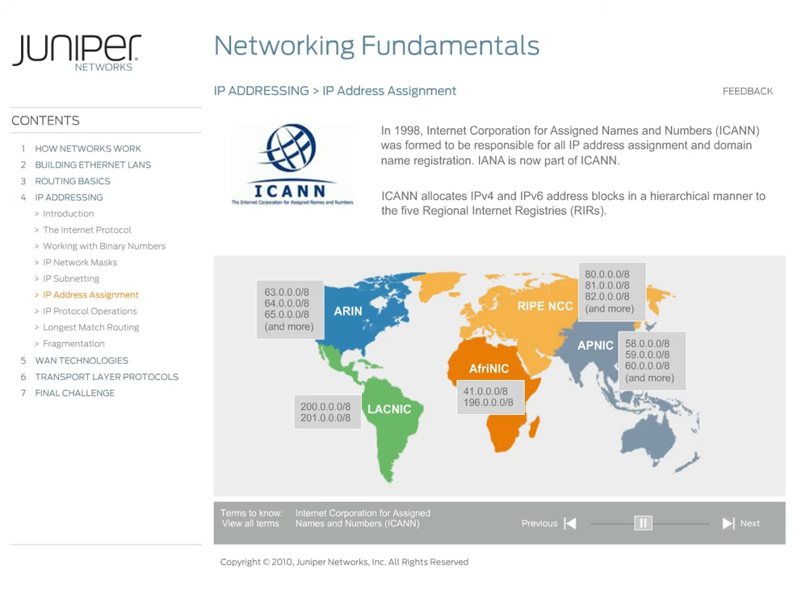These RIRs then allocate blocks of addresses to national Internet registries and local Internet registries. Internet Service Providers, or ISPs, depending on their size and reach, obtain their address space from one of these registries. Companies or organizations obtain their IP addresses from their ISPs.